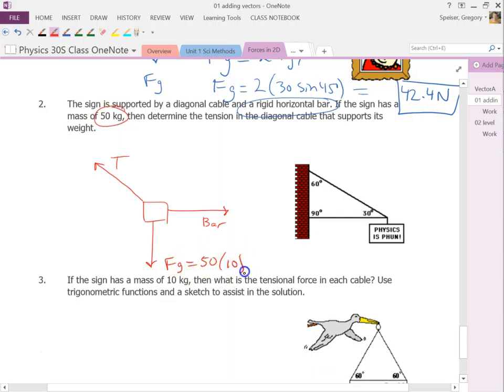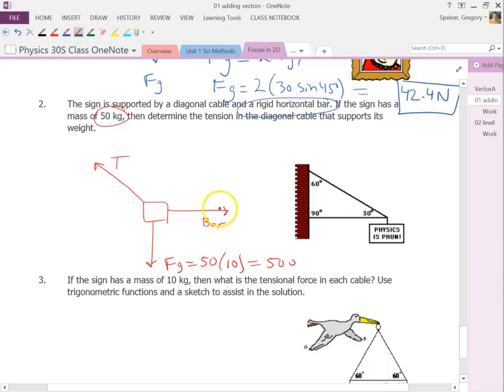Let's just use 10 for our acceleration due to gravity. So we'll say that the force of gravity is 500 down. Okay, so if that's 500 down, I'll just stop and let you think for a little bit. If this is 500 down, what does that tell us? Where's the 500 up going to come from?